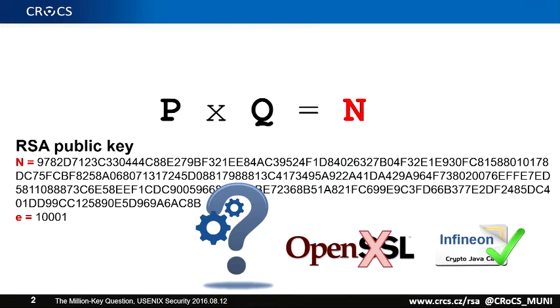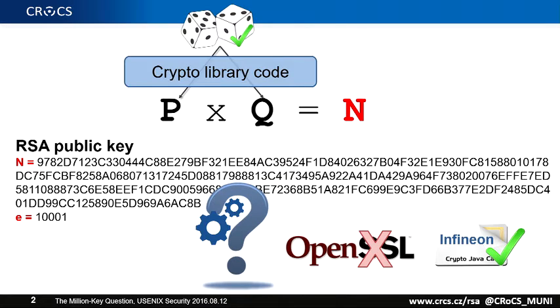And these primes are random. They are coming from some random number generator. And in case this random number generator is biased, then the primes will be biased and the modulus as well. But this is not what we assume. We assume that the random number generator is perfectly fine and there is no bias there. And still the modulus is biased. The responsible thing for this is the crypto library code, which is responsible for picking the primes, P and Q.